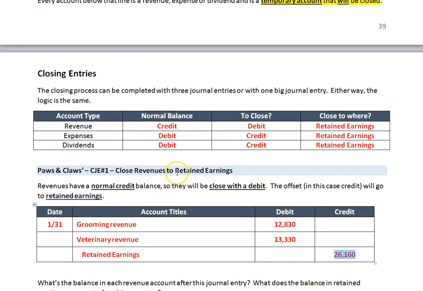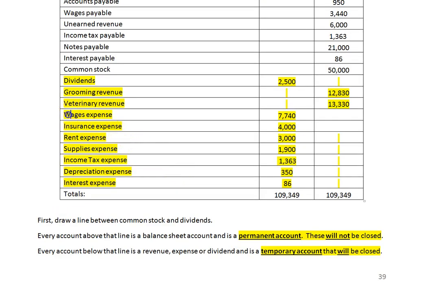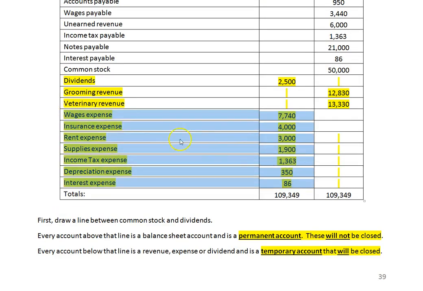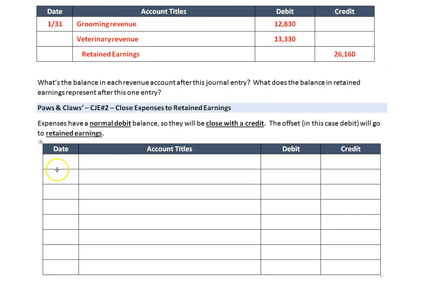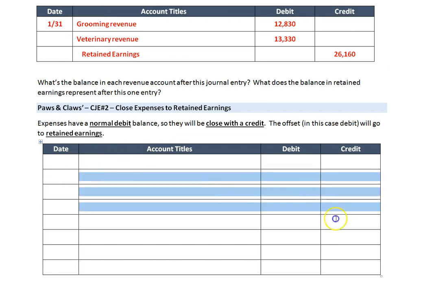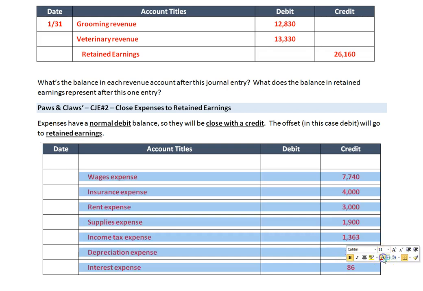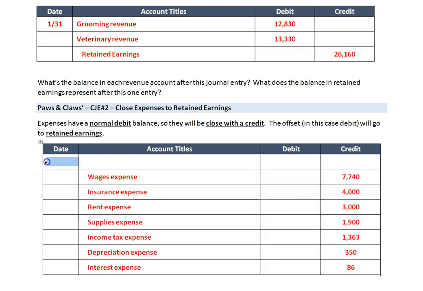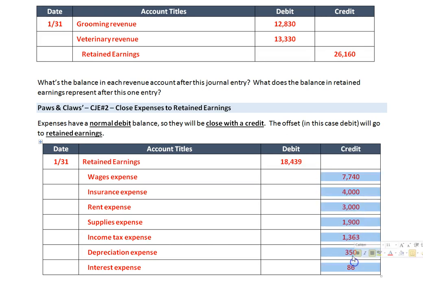Next step, we need to look at the expenses. Let's go back and look at all of our expenses. We have a lot of them here, so it's a lot to write. All these expenses have a debit balance, so in order to close them, I need to credit each one of the expenses. So I'm going to skip a line. I know I need to debit something, but I'm thinking in my mind I need to credit all of these expenses first to zero them out. That's the objective. And the offset is going to be to retained earnings. So retained earnings will get the debit, and it'll just be for the summation of all the expenses.